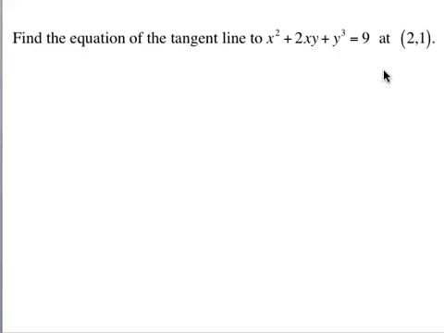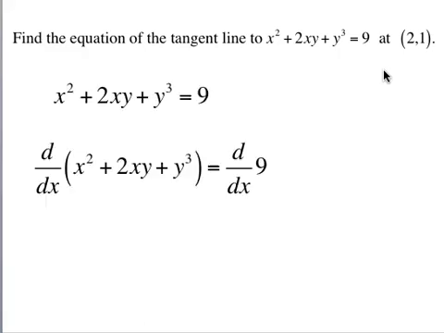So we need to find dy dx. dy dx will be our slope here. So we're going to take the derivative with respect to x of both sides. So starting with this, the derivative with respect to x of x squared plus 2xy plus y cubed is the derivative with respect to x of 9.